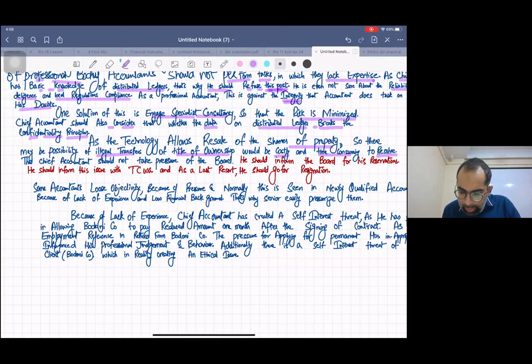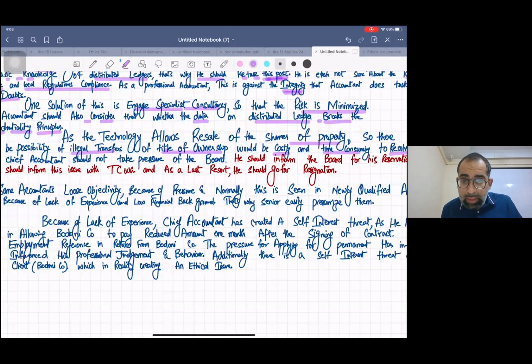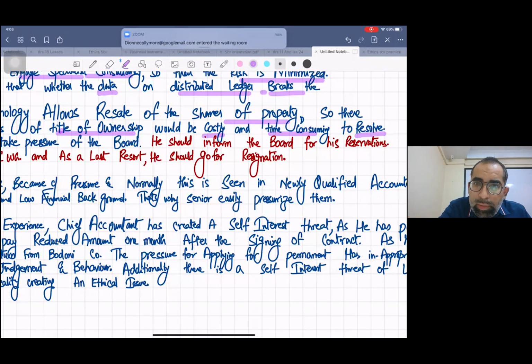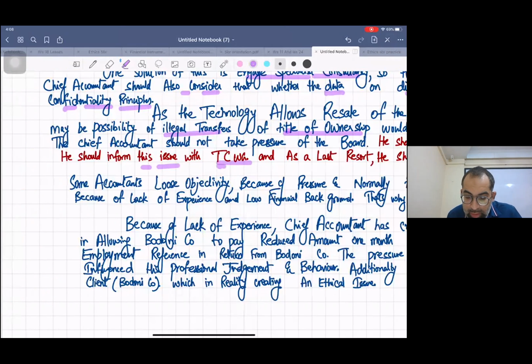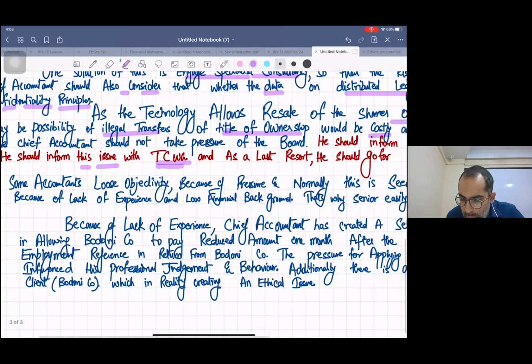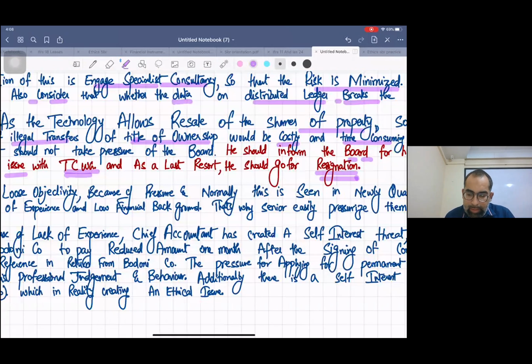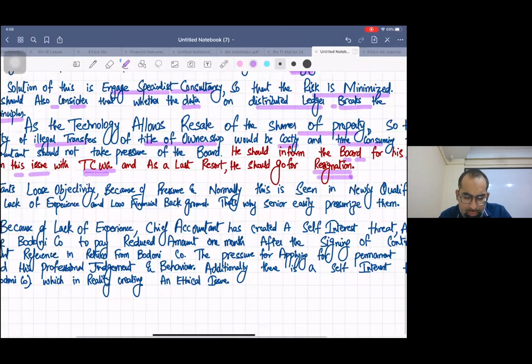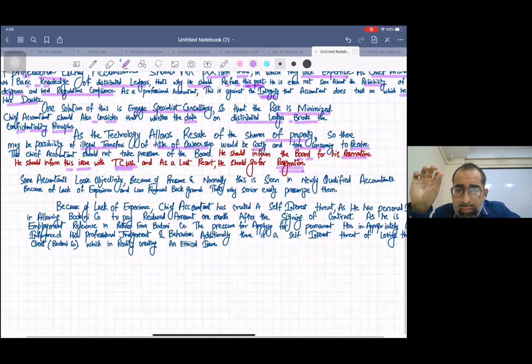Now, in the red pen I have written some safeguards. See, I've changed the color. He should inform the board of his reservations. He should inform this issue to TCWGC, those charged with governance. And as a last resort, he should go for resignation. So these are some of the famous safeguards.